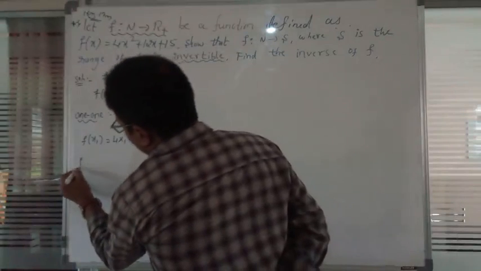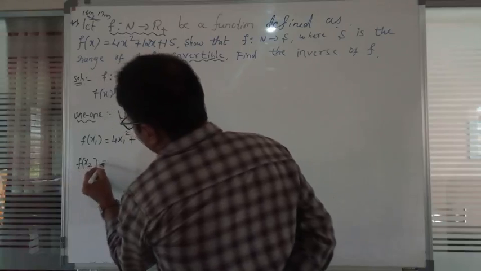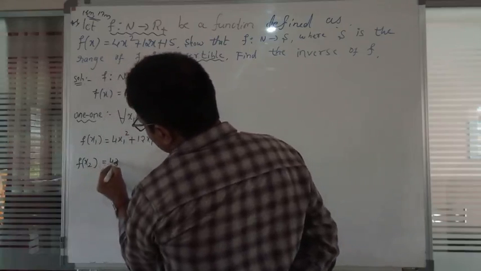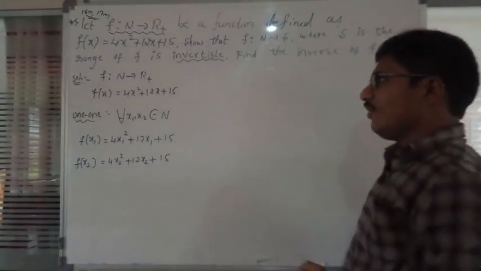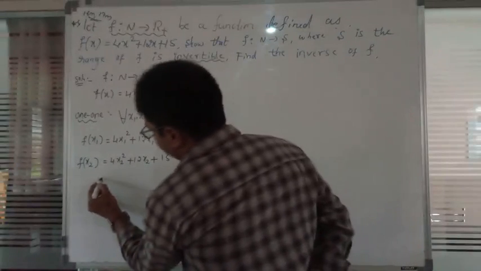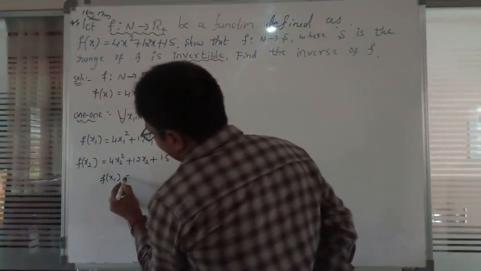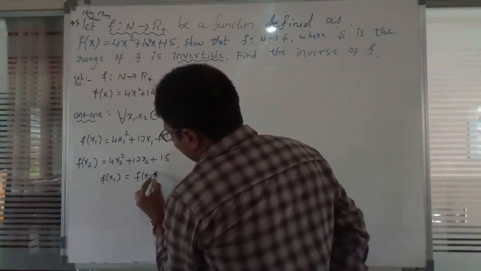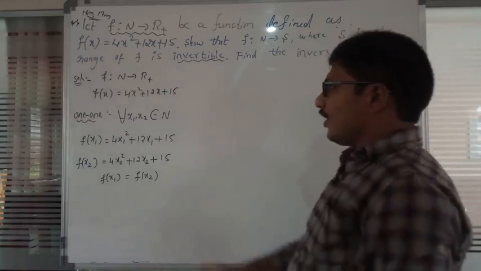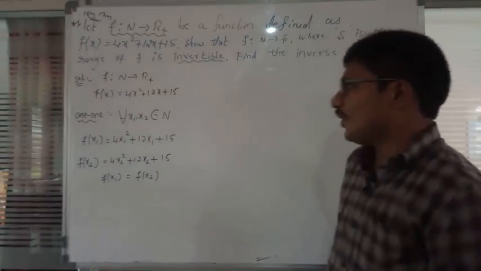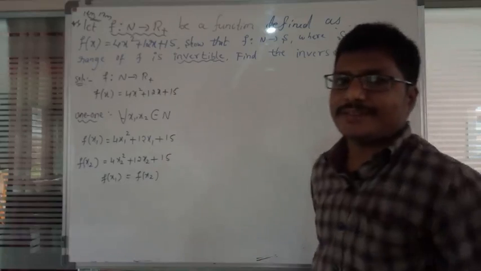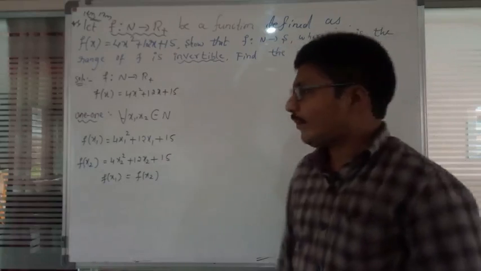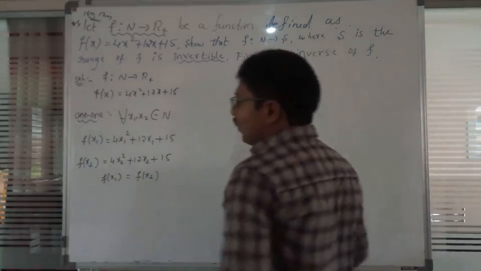Again in the placement of x, keep x2. What happens? 4 of x2 square plus 12 of x2 plus 15. By the theoretical 1-1 proving, we should make f of x1 equal to f of x2. Okay na, theoretically, how to show this 1-1 satisfaction: f of x1 is equal to f of x2 implies that x1 is equal to x2. Okay na, so first we should write f of x1 is equal to f of x2.